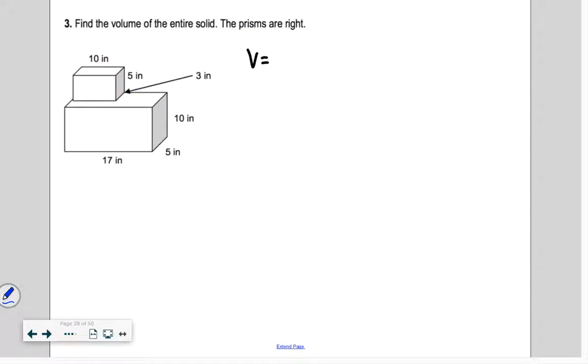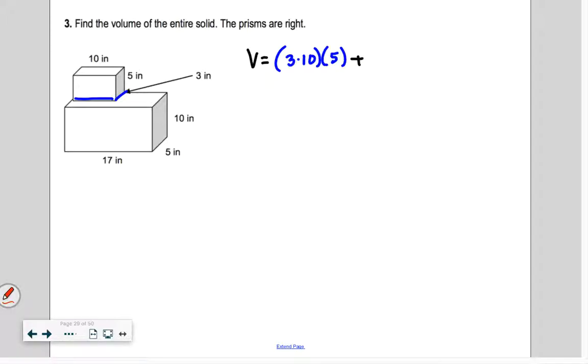Okay, so let's say we talk about this small one up here on the top. Do we know its length, width, and height? Yes. So you could write length times width times height, or you could say area of the base. The area of the base would be 3 times 10, right? 10 times 3 there. And then you can multiply by the height, which is 5. If you prefer to write it as 3 times 10 times 5, without any parentheses, that's fine.